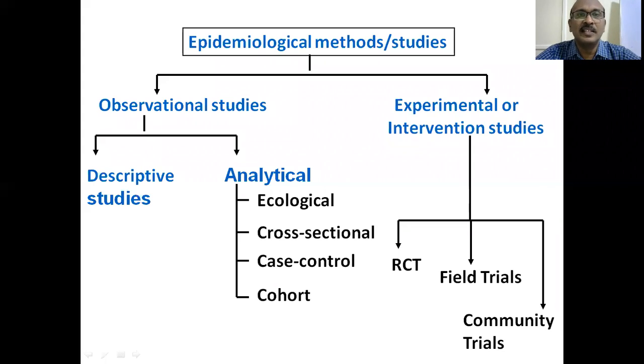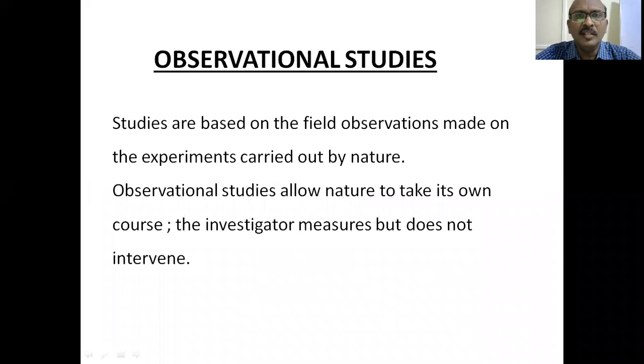In observational studies, we observe nature making experiments and we measure the occurrence of the disease. In experimental and intervention studies, we make an experiment or we do an intervention so as to cause a change in the particular study. Observational studies are based on field observations made on experiments carried out by nature. Observational studies allow nature to take its own course. The investigator measures but does not intervene, as I said earlier.